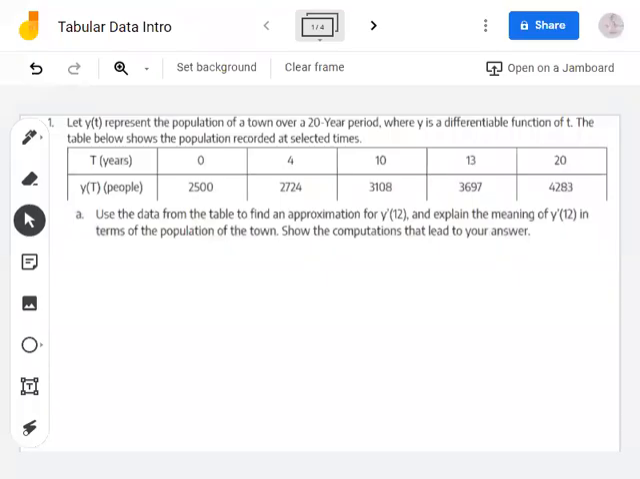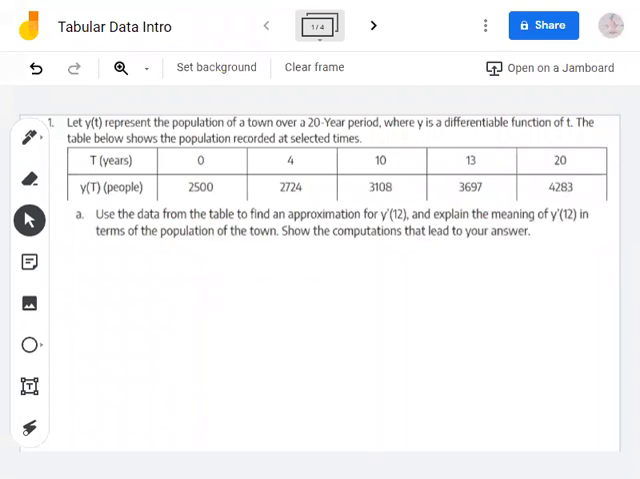All right, so here we go. In this one, we have let y of t represent the population of a town over a 20-year period, where y is a differentiable function of t. That's important. The table below shows the population recorded. It should say recorded. I forgot to change it. Recorded at selected times.